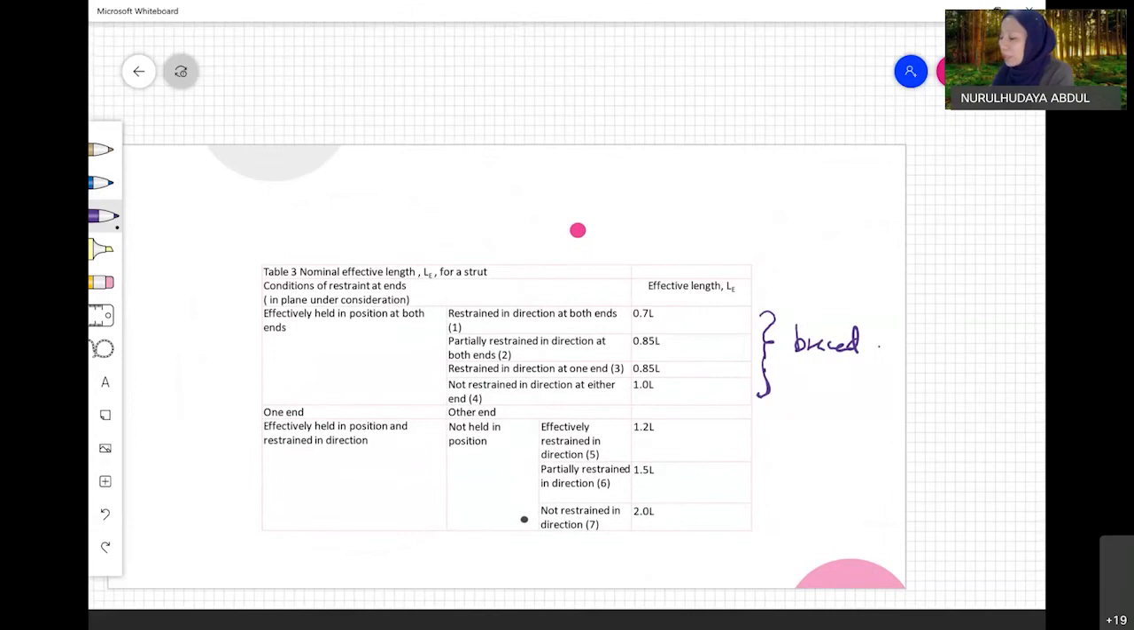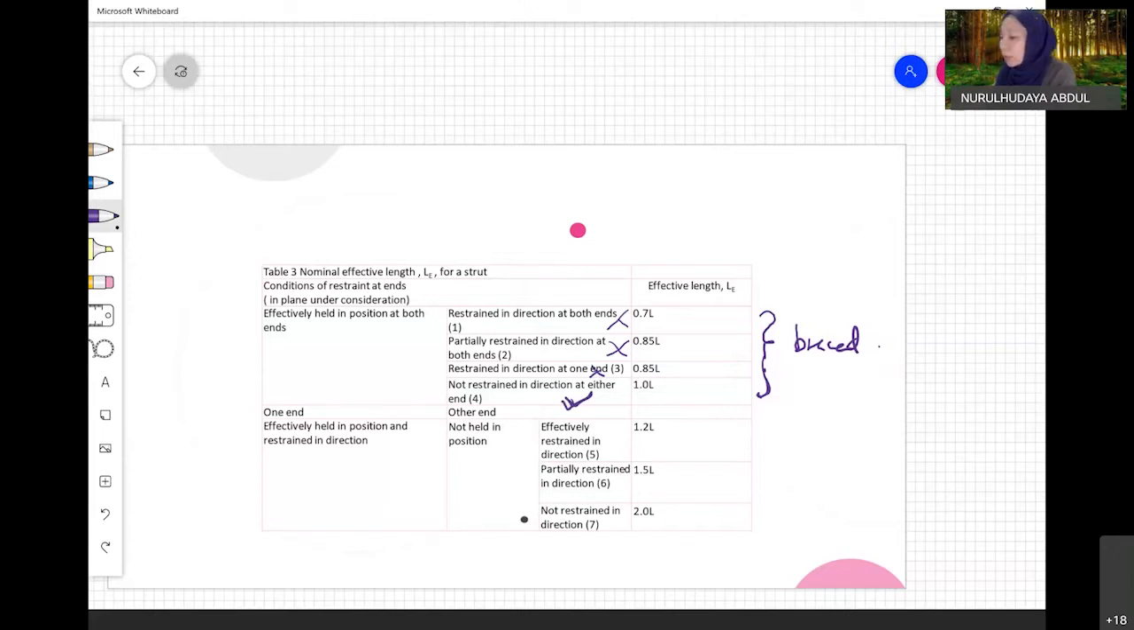Okay, and then another thing that we need to look at, direction. Okay, it says that not restrained in direction, both ends. So the first one is restrained in direction at both ends. So tak betul lah sebab this one restrained direction. Partially restrained direction, tak betul juga. Restrained in direction at one end, tak betul juga sebab dia dua-dua side, dua-dua atas bawah tak restrained in direction. Last one, not restrained in direction at either end. So this is the one. Sebab dua-dua atas bawah not restrained in direction.